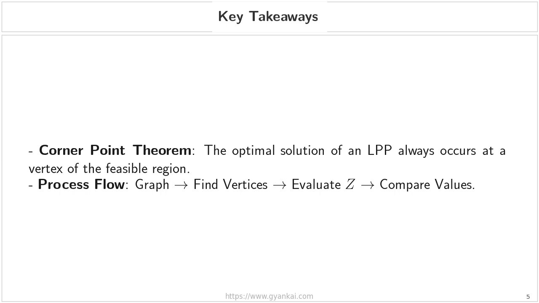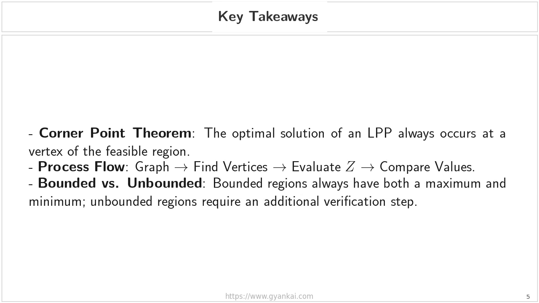Second, I want you to memorize this simple process flow. Whenever you approach a problem, follow these 4 steps in order. First, graph your inequalities to find the region. Second, find the vertices where those lines intersect. Third, evaluate the objective function, which we call z, at each of those points. And finally, compare the values to identify your winner.